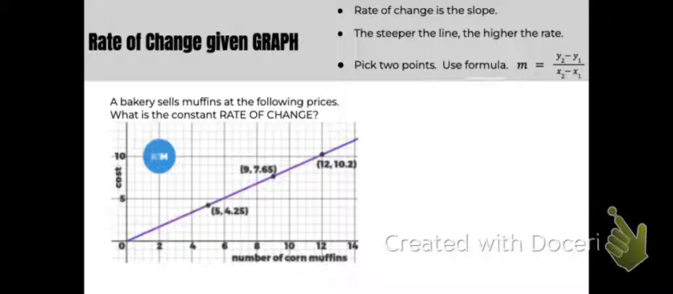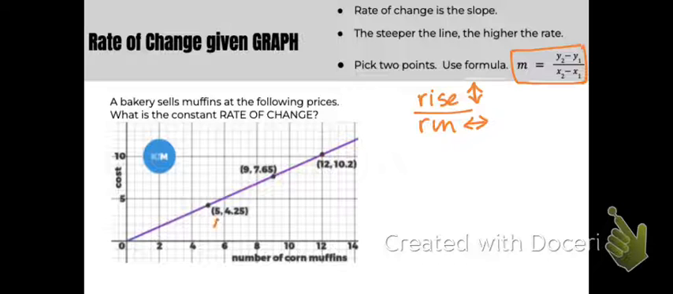And in order to find the rate of change when you're given a graph, you can either do rise over run, if you're able to distinguish the points and count how much you're going up and down, and how much you're going left to right. Or you can use this formula here. So for this graph, since we're using decimals and stuff, I'm just going to use the formula.